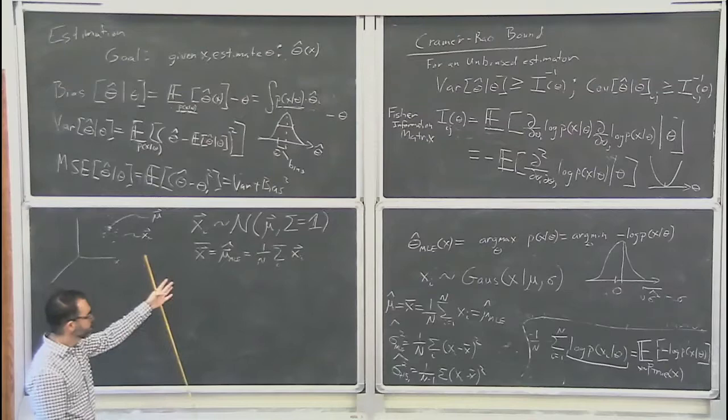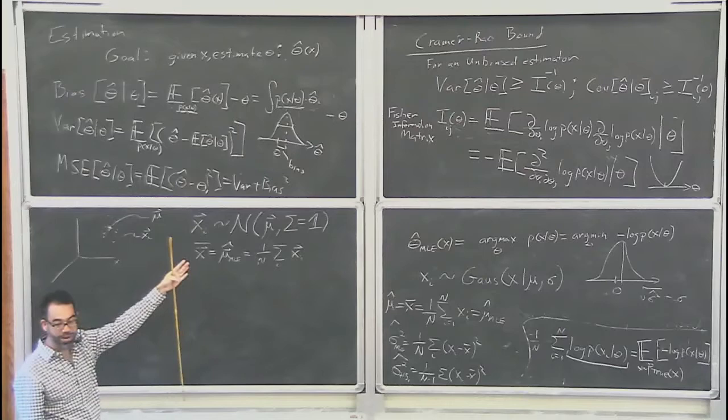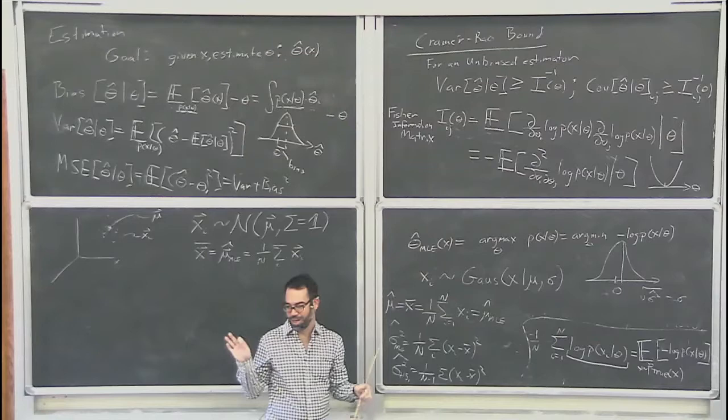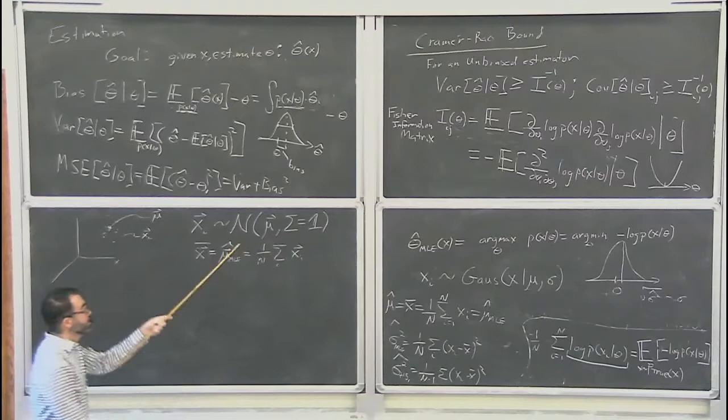It achieves this Cramér-Rao bound. For unbiased estimators, it actually has the smallest possible variance. So it seems like there actually is an equal sign there. So you would think that this is the best possible estimator you can do, right? It hits this limit, which is good.